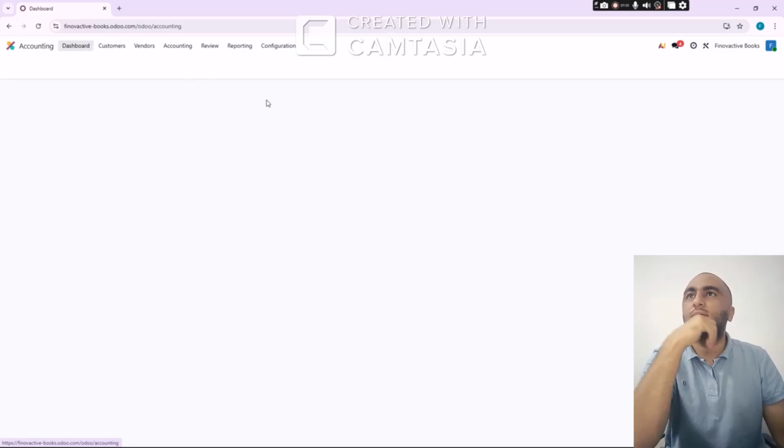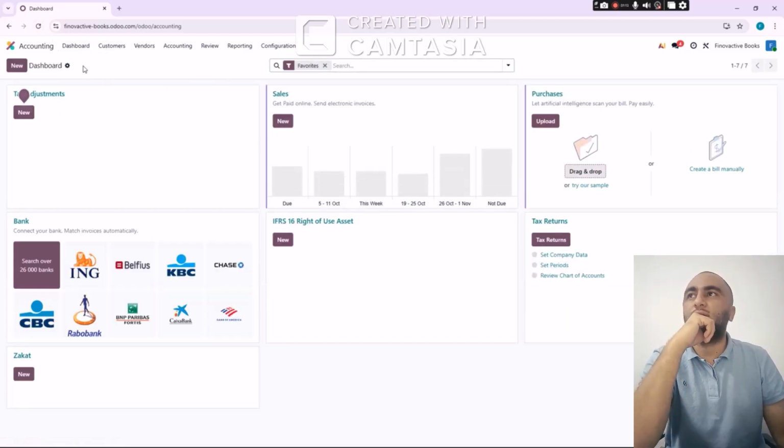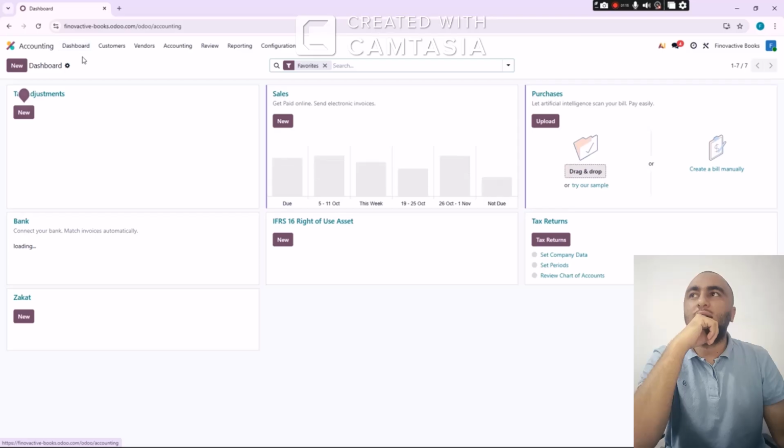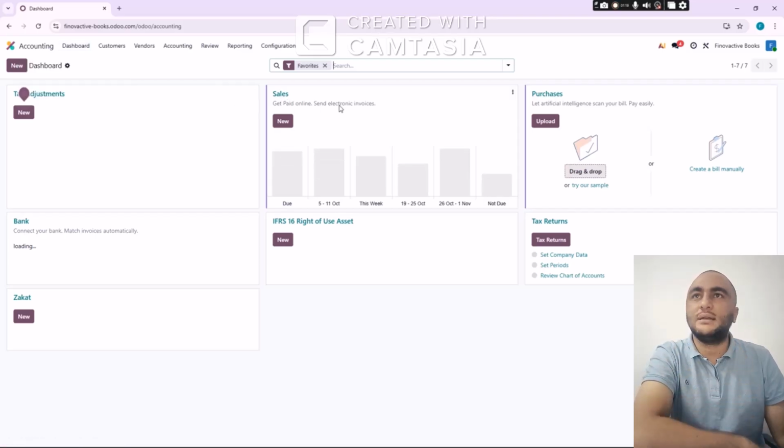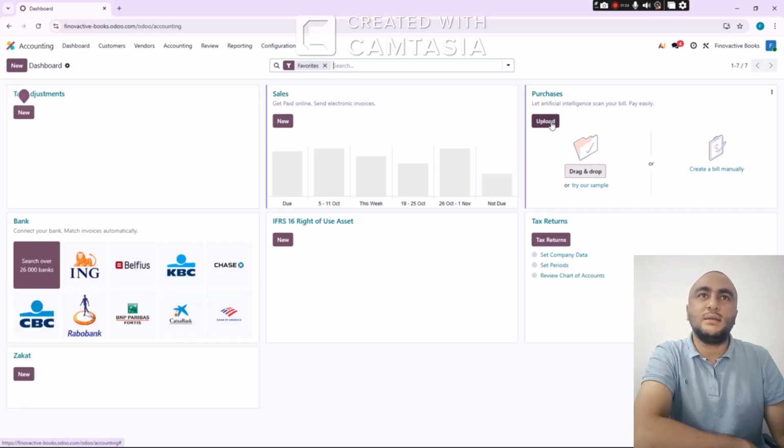It's loading. Here we will have a dashboard. In the dashboard there is tax adjustment, there is sales journal here where we can input sales. Here we can input purchases, we can upload a document, or create bills manually. Here we have tax returns. Here we have another journal, IFRS 16, bank and zakat. Because I have selected the country Saudi Arabia, it's showing zakat and all the taxes of Saudi Arabia.